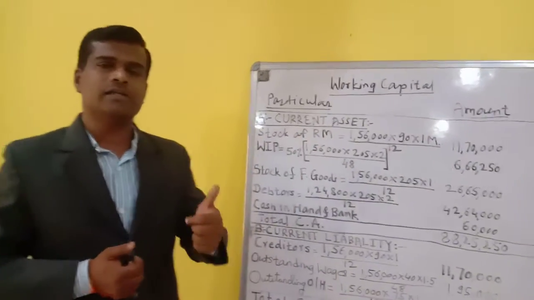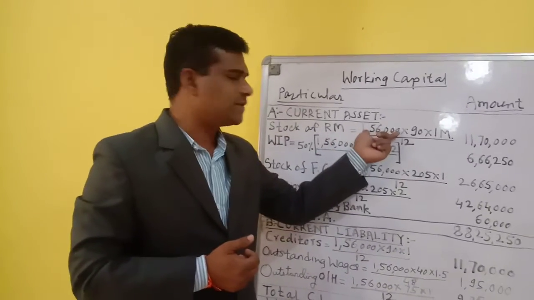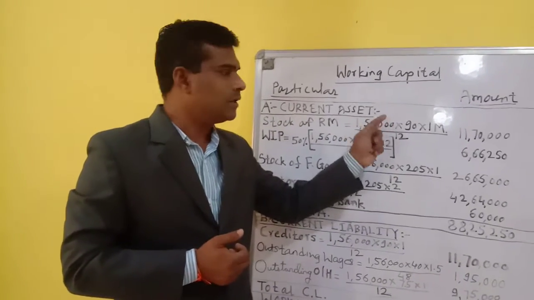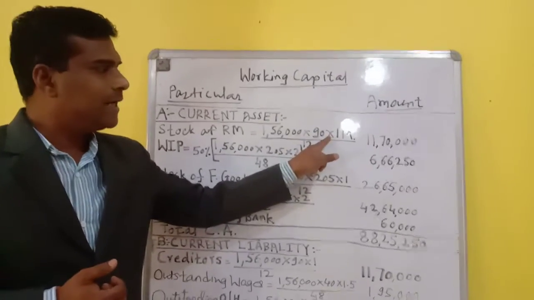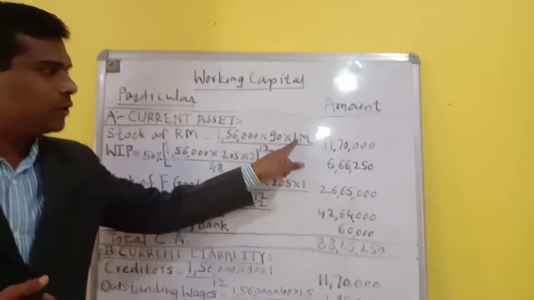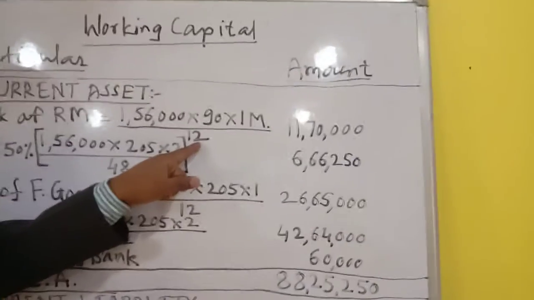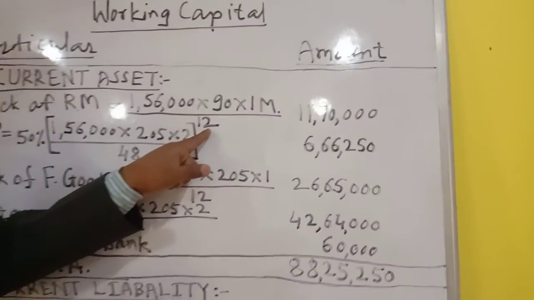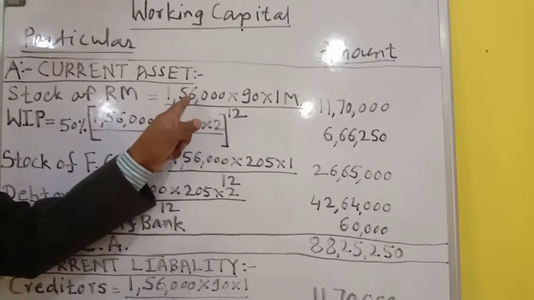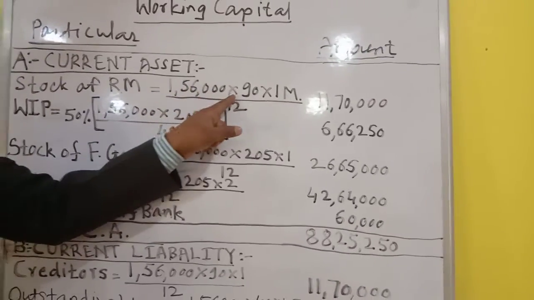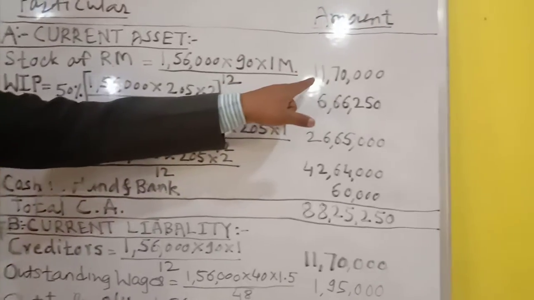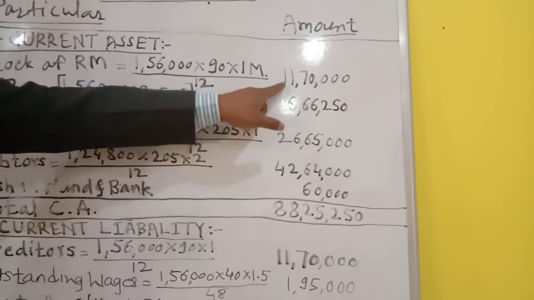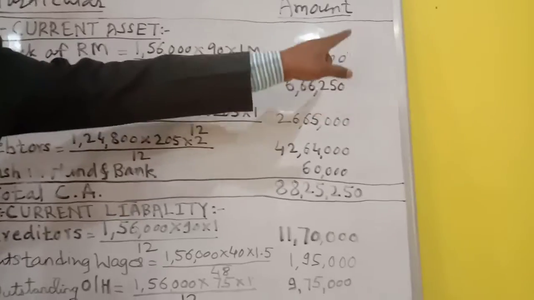Okay, so as there is a total production of 1,56,000 units, so 1,56,000 multiplied by per unit raw material cost, that is 90, multiplied by stock of 1 month is required to you, so 1 month divided by 12. 12 is for the reason there are 12 months in a year. So the calculation goes 1,56,000 multiplied by 90 multiplied by 1 month divided by 12. So the total money that has got locked in raw material is 11,70,000.